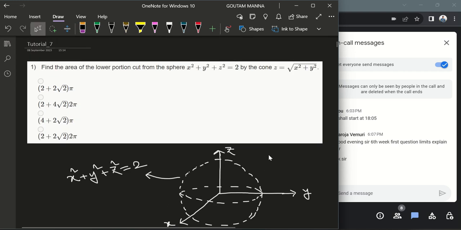So the equation of this cone is z square equals x square plus y square. Which means x square plus y square will be the radius square of this cone. As z increases, that means as we are moving up, this radius will be increasing. So it will look like this.